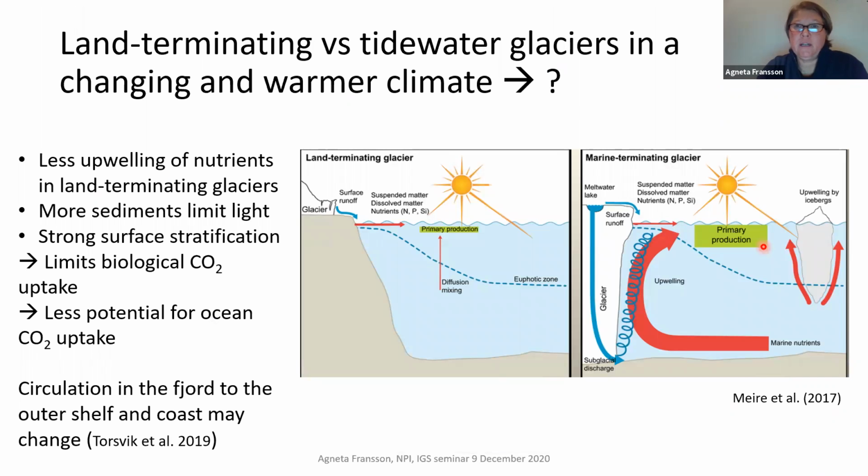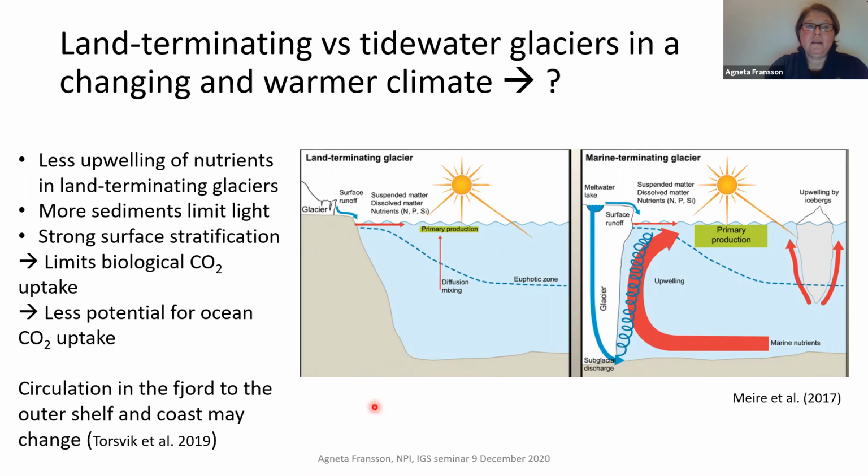And with changes from tidewater glaciers to land-terminating glaciers, in a warmer climate, there will be less upwelling of nutrients in the land-terminating glaciers, with more sediment limiting light and also limiting primary production. Very strong stratification can also limit biological CO2 uptake, because you will not get nutrients to the surface. That will also affect the potential for ocean CO2 uptake, which will be less as well.